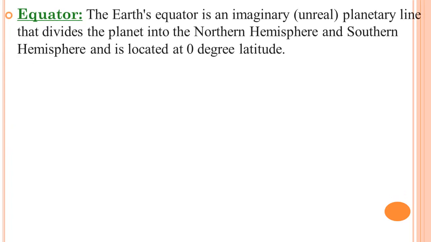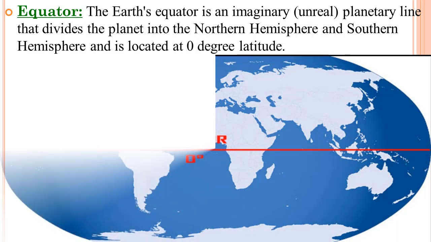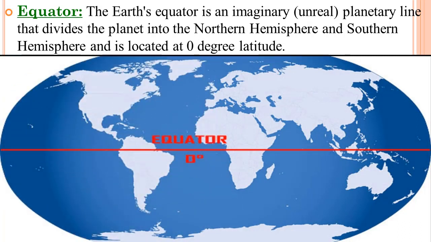First one is equator. What is equator? The Earth's equator is an imaginary planetary line that divides the planet into the northern hemisphere and southern hemisphere and is located at 0 degree latitude. As you can see in the given picture, there is a red line drawn in the center of the Earth, and that is the 0 degree, and we call it equator, and it is an unreal, imaginary line.